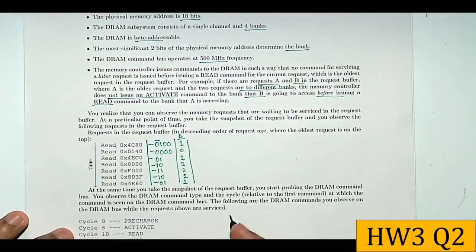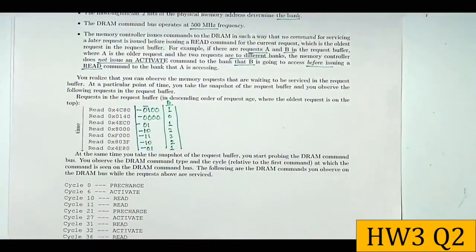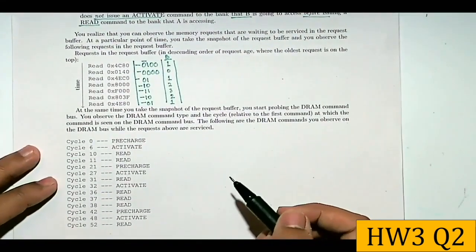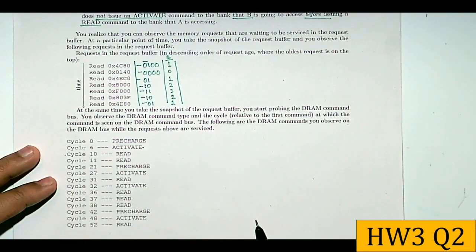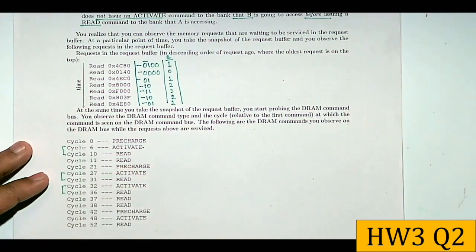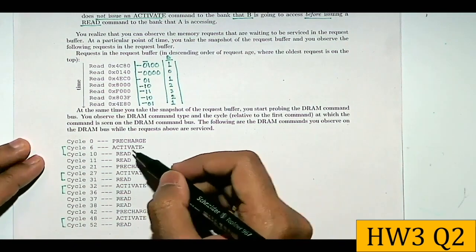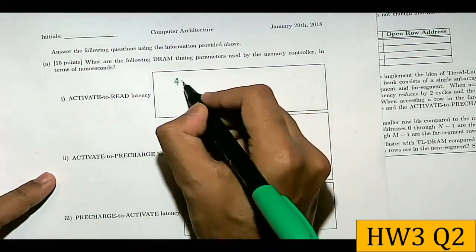Make sense? Okay. Now we want to know, let's say, the activate to read latency. That's the first question. So activate to read latency is bank oblivious. So you have this activate command followed by a read command. That's there. And another pair exists here. Another pair exists here. So this is the first pair, and another pair is here. Right? So basically the activate to read latency is saying that you have 4 cycles of latency. Make sense? So the answer would be 4 cycles.